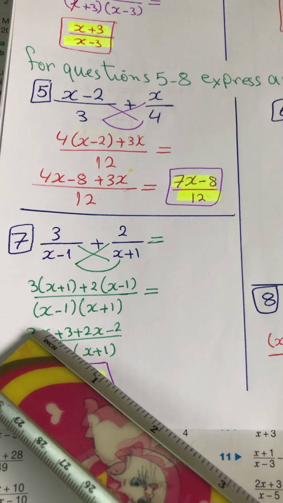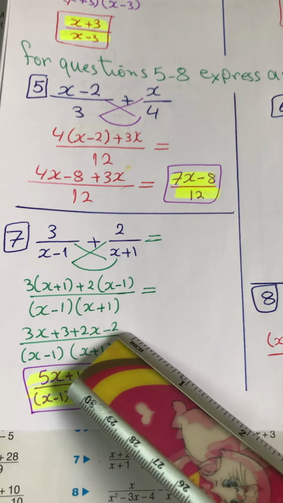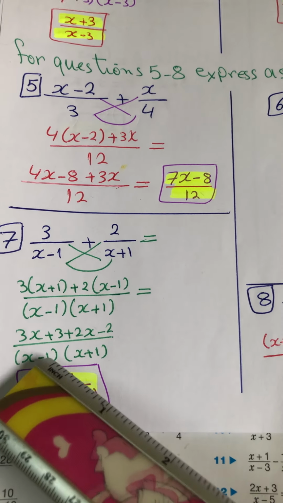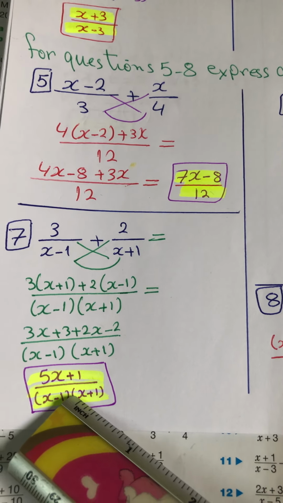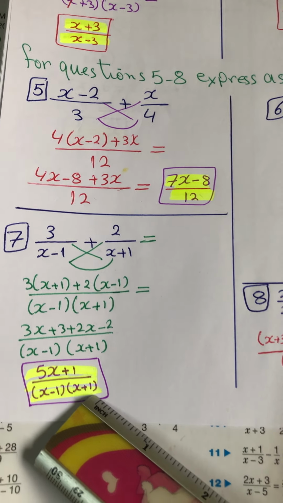Okay, let's collect the like terms up. 3x and 2x equal 5x. Negative 2 and positive 3 equal positive 1. And down is x minus 1 over x plus 1. I keep it like this, your teacher. Keep it like this in the form of factors. Not more.